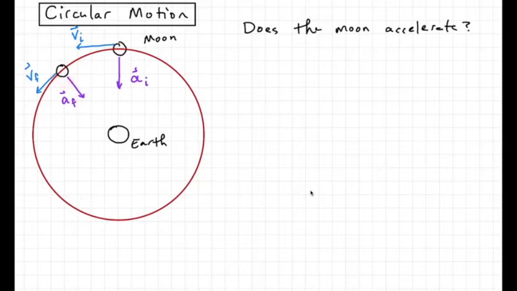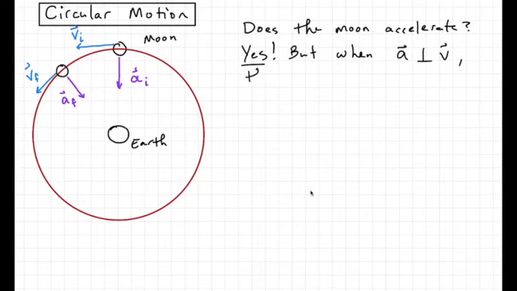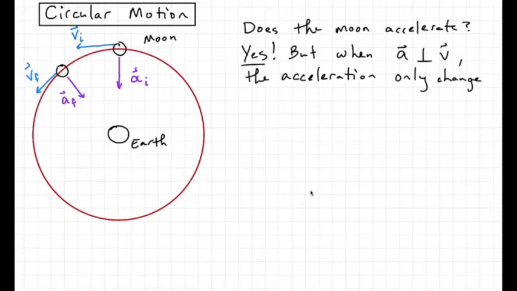So let me answer this question. Yes, the moon definitely does accelerate. But when the acceleration is perpendicular to velocity, the acceleration just changes the direction of velocity. Okay. And you can see that's a condition for having a circular path. If only the direction of V changes.